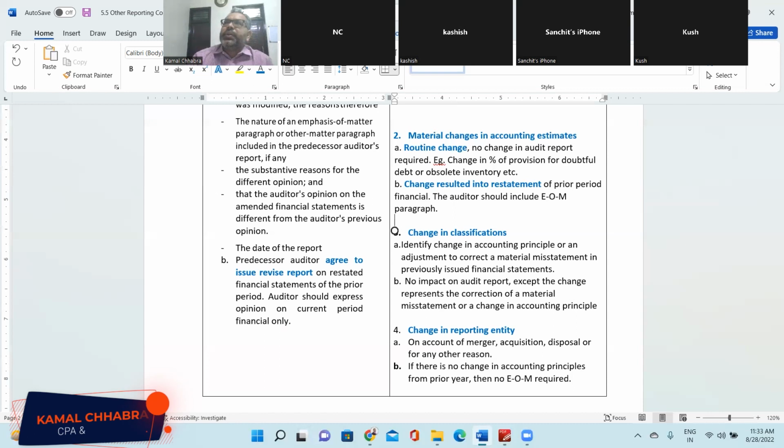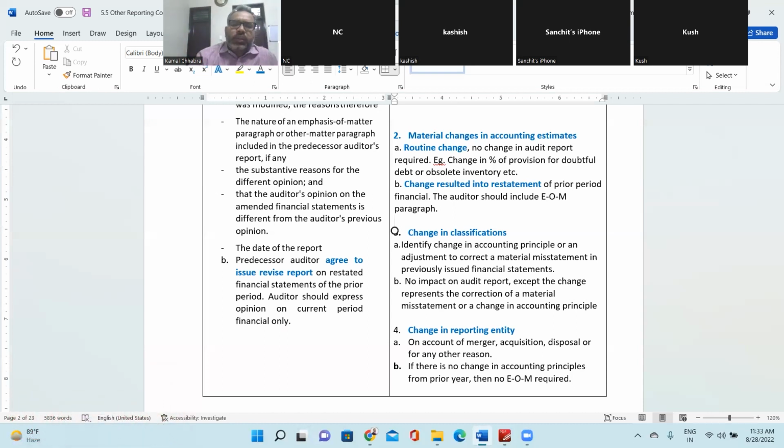So accounting estimates, like you said, there are two types. One is routine accounting estimates, for example, provision for doubtful debt, change in the life of the assets, provision for obsolete inventory. So in that scenario, if there is no material misstatement, then you are not required to make any change in the audit report. Other kind of accounting estimates are those estimates which require restatement of the prior period as well.